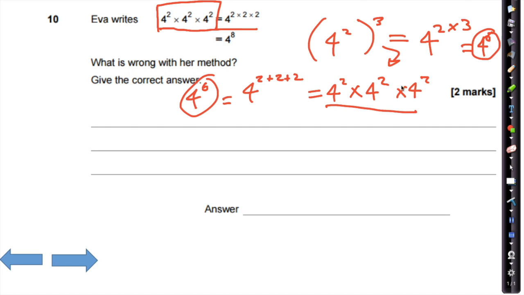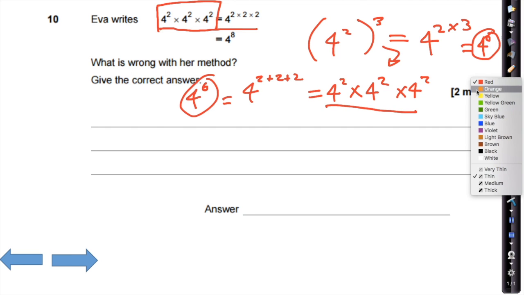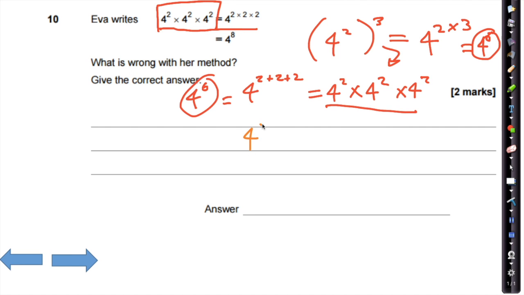And what she's done is the classic mistake of multiplying the powers. So rather incorrectly, she's done 4 to the power of 2 times 2 times 2. Okay, that would be correct if we were doing 4 squared to the power of 4. That is when we multiply the powers. But here, we're wrong. We need to add the powers.